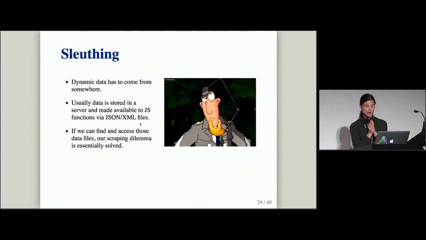So first, on this sleuthing, what am I talking about here? The dynamic data has to come from somewhere, and often designers will put the data somewhere on the server, and then it will be created in, let's say, JSON or XML files to be quickly exported with JavaScript, typically. In those cases, sometimes we can find the source of those JSON and XML files and actually import them directly. It's just a matter of finding out where they're located and being able to access them, and if we can do that, then this essentially becomes an import step.